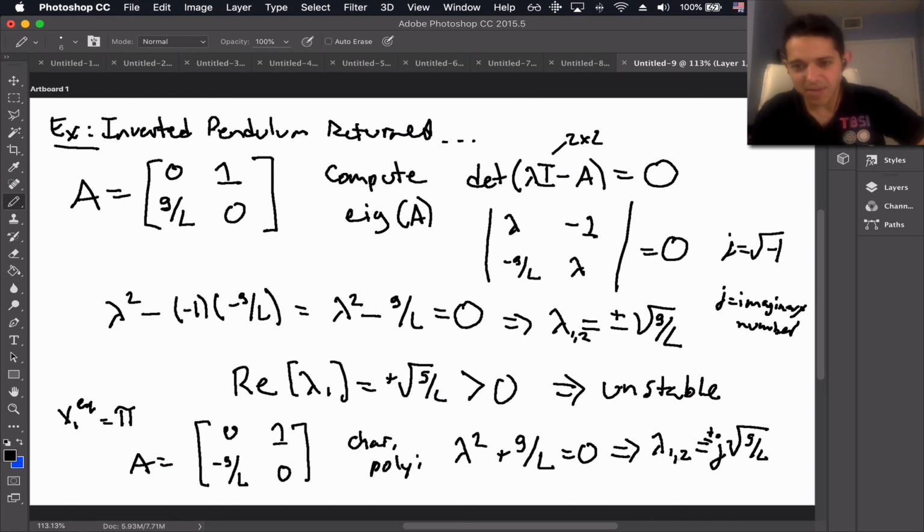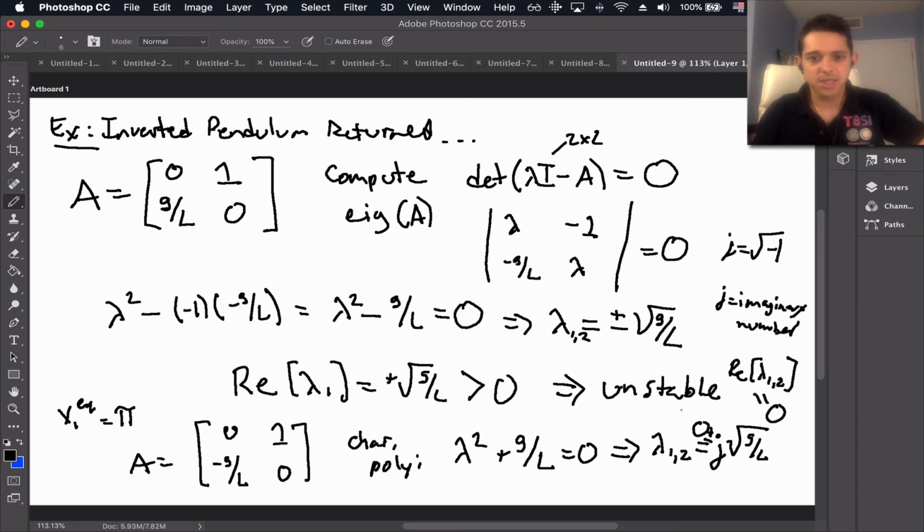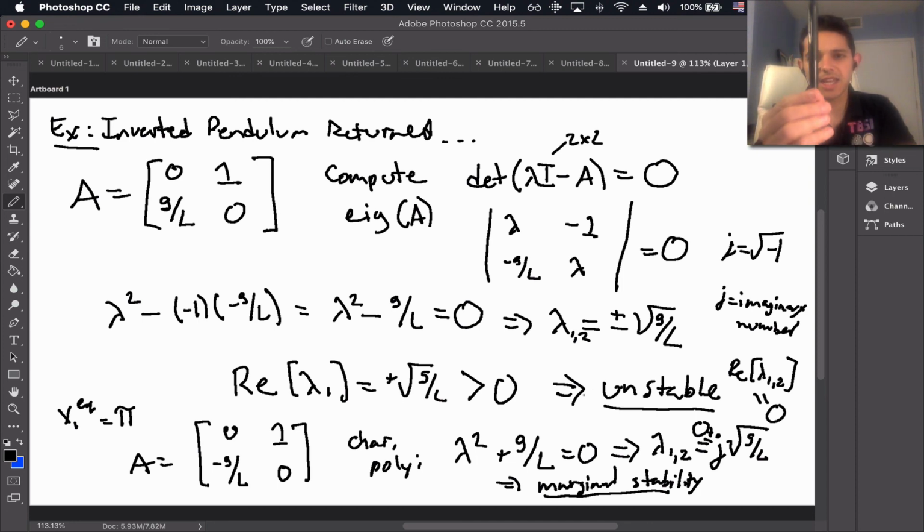So, anyways, here the eigenvalue is a complex number. It turns out that 0 is the real part, and then we have plus or minus j times the square root of G over L. So there's just a complex part. So the real part of both lambda 1 and lambda 2 in this case is actually 0. Therefore, we're going to conclude marginal stability. So that's a different conclusion than the one we had for the inverted pendulum in the upward position.